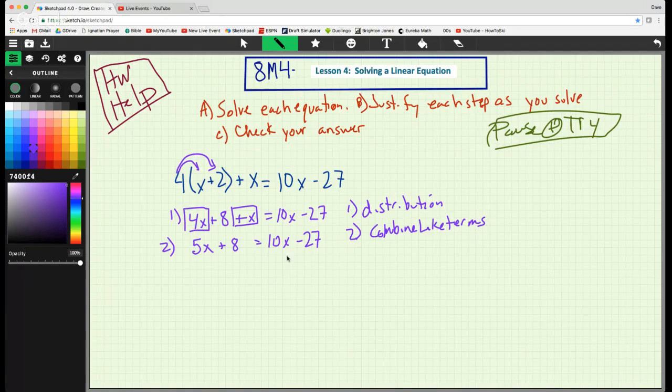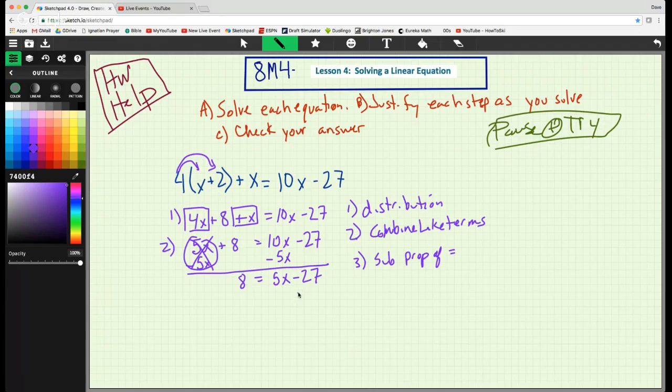Okay, now let's decide where we want to get our x's. Let's get our x's maybe on the right, and then our constants on the left. We've been getting our x's on the left and our constants on the right, but let's do it the other way this time. Okay, it's going to work out a little nicer. So we get 8. These go away. 5x minus 5x equals 10x minus 5x is 5x minus 27. And this is by the subtraction property of equality. I subtracted 5x from both sides.